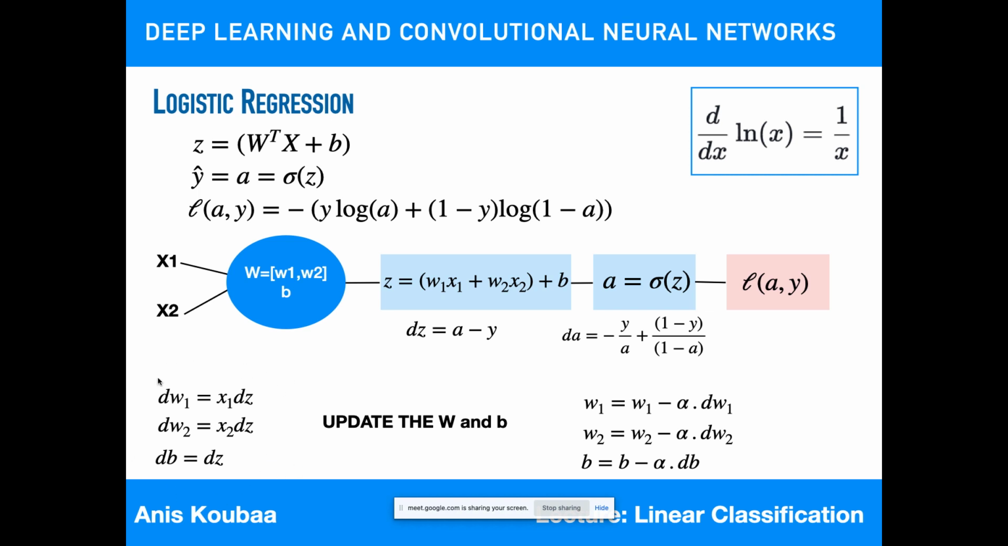After we get the derivatives of the loss function with respect to W and B, we update the weights and the bias according to the following equation. W1 is equal to W1 minus alpha dW1, same thing for W2 and same thing for B, and alpha is the learning rate. I think during the programming assignment, you had the time to apply all these different equations, and now you have a good understanding of how to perform the forward propagation and the backward propagation.